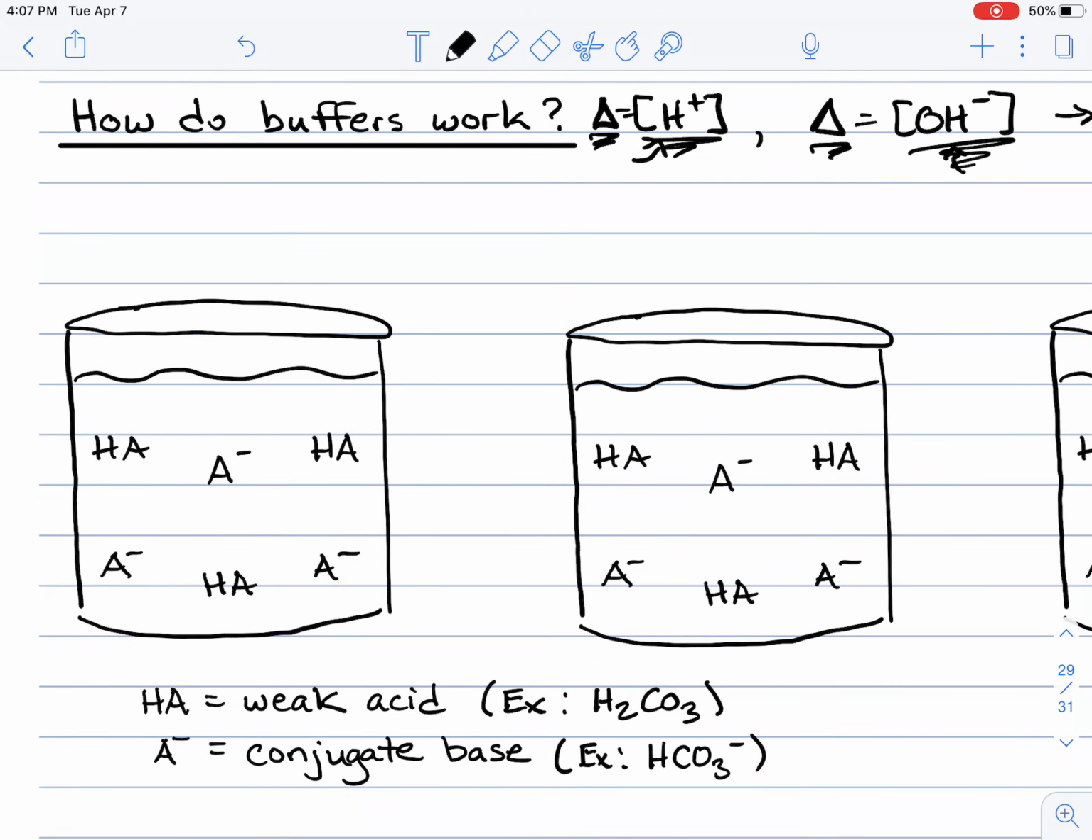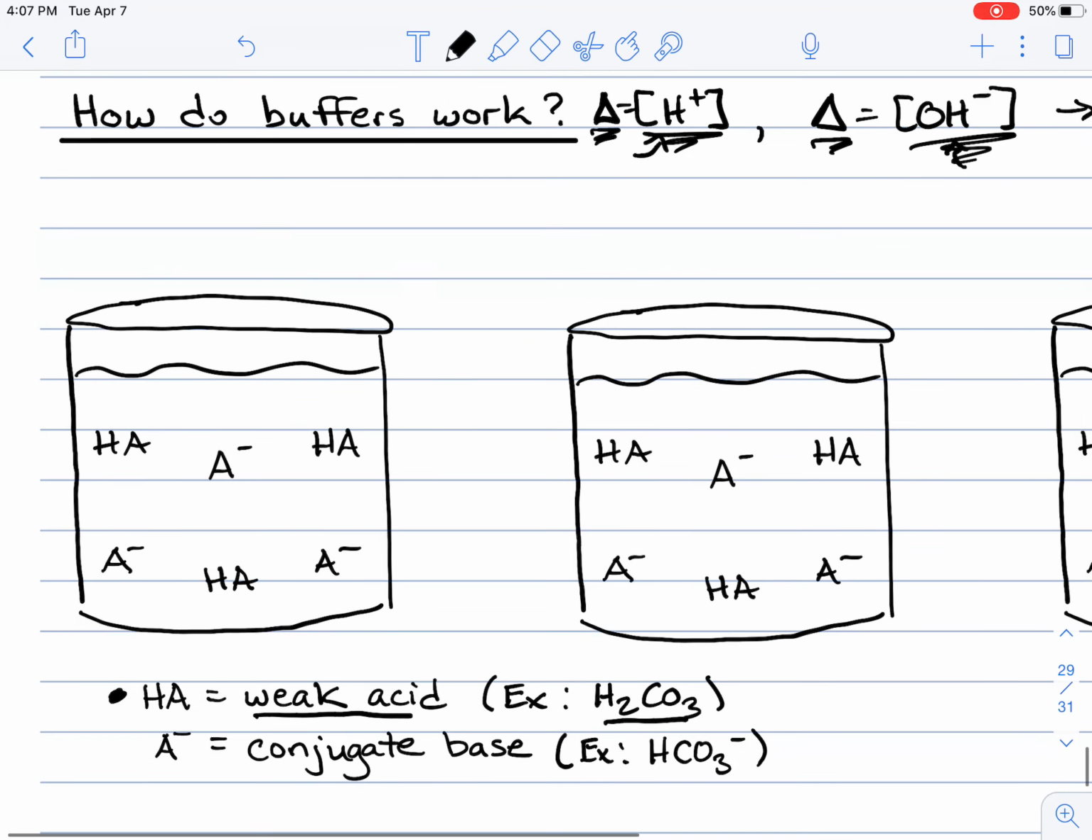Let's just say that we have HA. HA is going to be our weak acid in this scenario. An example of a weak acid is carbonic acid in that bicarbonate buffer system. And our A- inside this solution is going to be the conjugate base. An example of a conjugate base would be that bicarbonate.